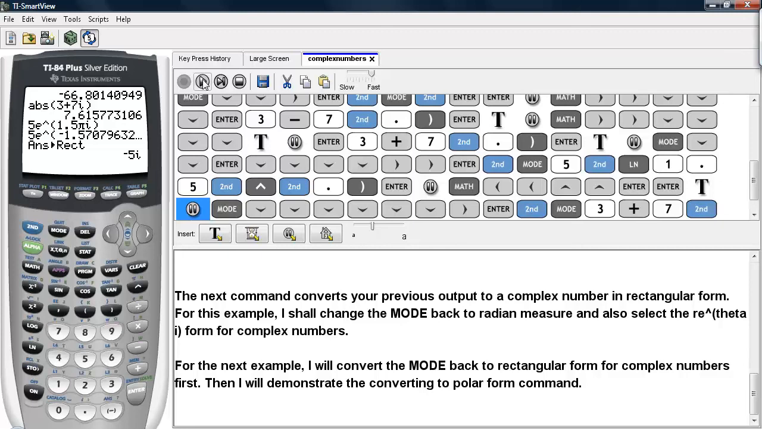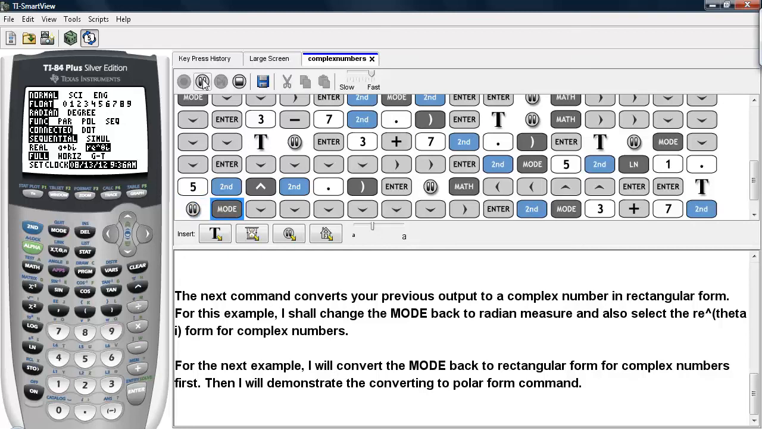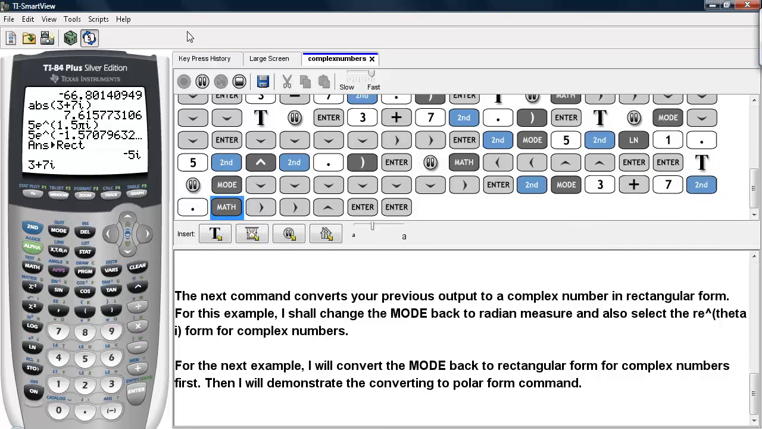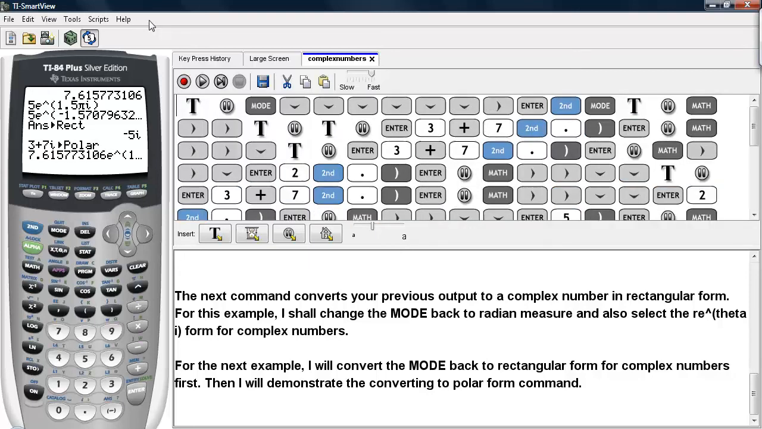Now for this next example, I will convert the mode back to rectangular form for complex numbers first. Then I will demonstrate the converting to the polar form command. So we'll go Mode, and we're going to get back to this particular option. Then I'll type in my complex number, 3 plus 7i, and then I'll hit Math, scroll over to CPX, and select the Convert to Polar option. And here we see the complex number in rectangular form converted to its polar form. And this is how you can use the commands under the CPX menu on the TI-83, 84 calculators.